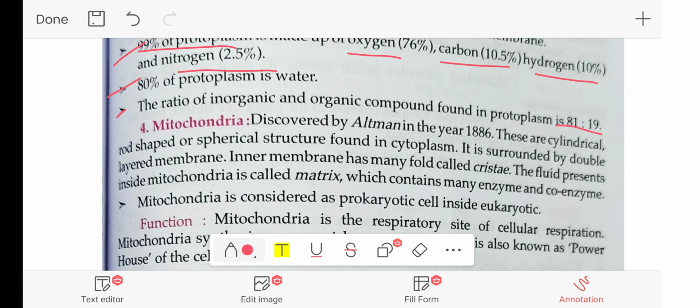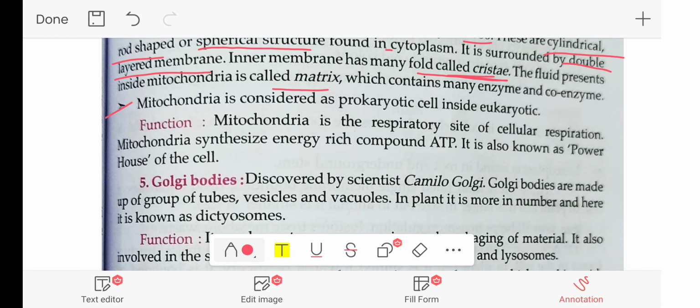Fourth structure, mitochondria. Discovered by Altman in the year 1886, these are cylindrical, rod-shaped or spherical structures found in cytoplasm. It is surrounded by a double-layered membrane. Inner membrane has many folds called cristae. The fluid present inside mitochondria is called matrix, which contains many enzymes and coenzymes. Mitochondria is considered as a prokaryotic cell inside eukaryotic. Function of mitochondria: it is the site of cellular respiration.